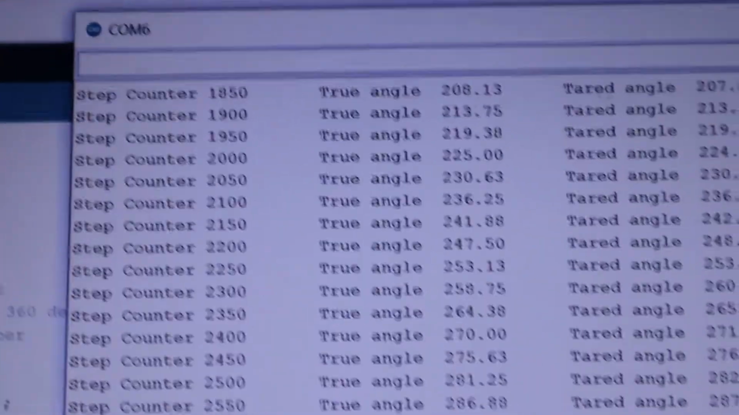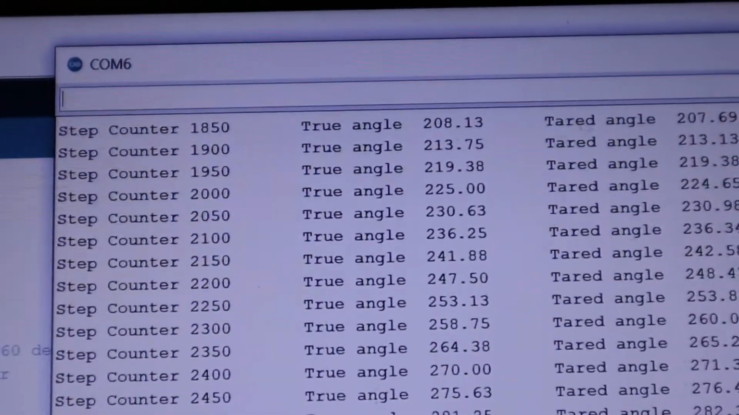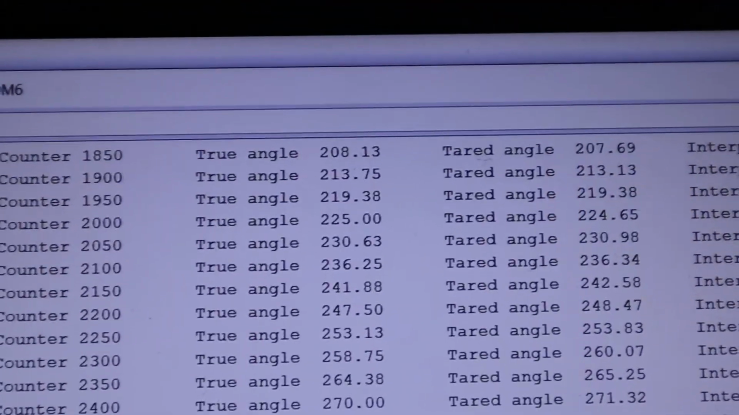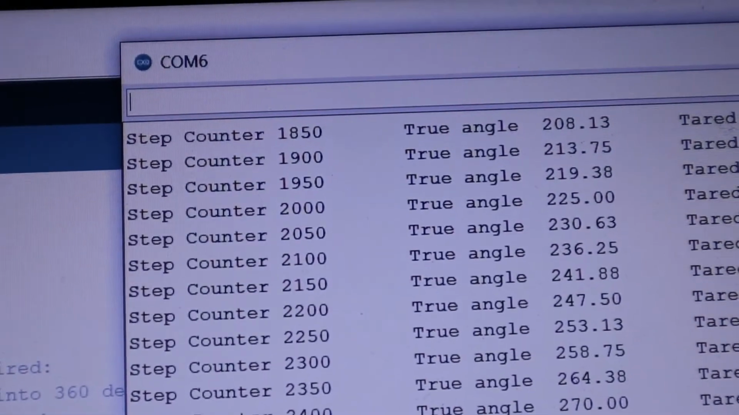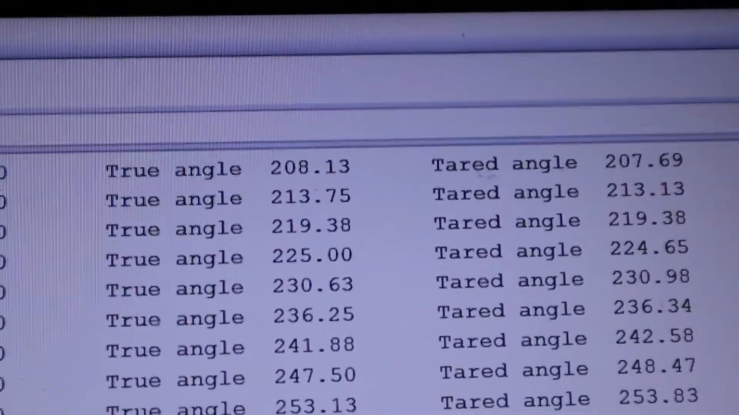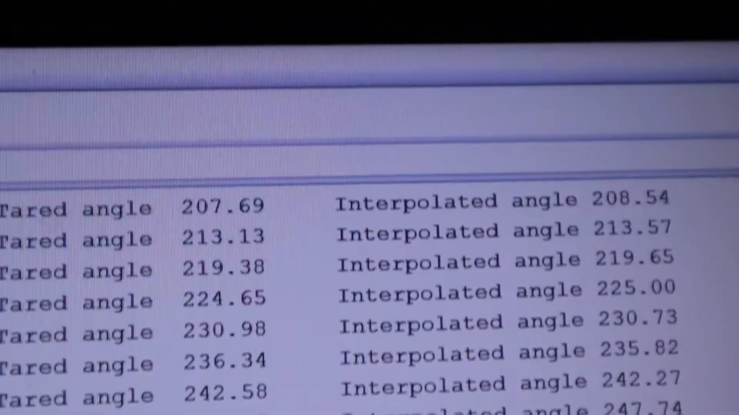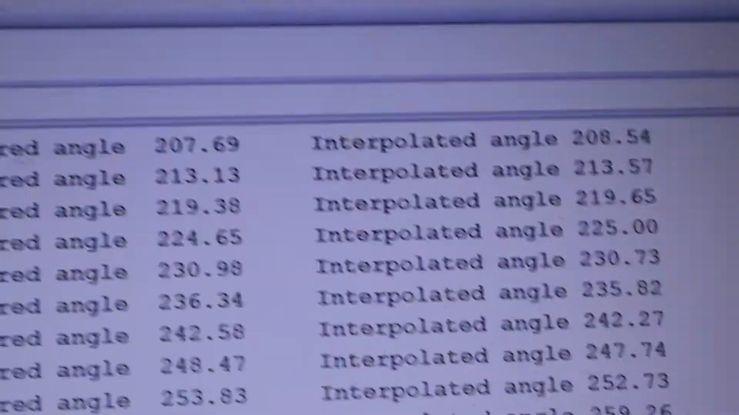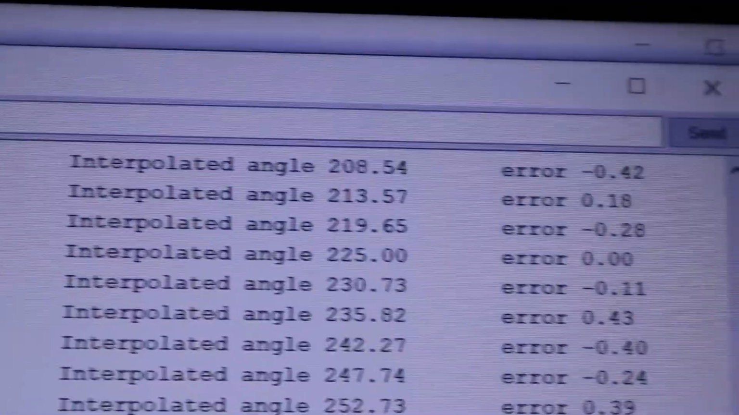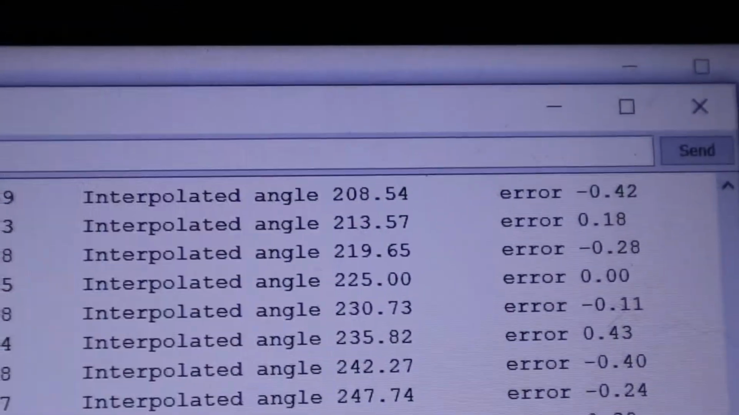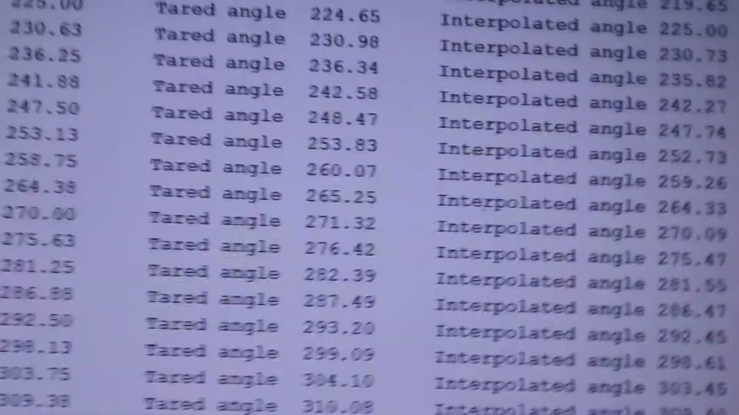At the beginning of the program, I measure the start angle and subtract it from each of the readings, which gives a tared angle. I know the absolute true angle for each of the measured angles, and you'll see that there's a slight difference. And then I interpolate the angles of the readings against the calibration chart to work out what the errors are for the tared angles and the interpolated angles.